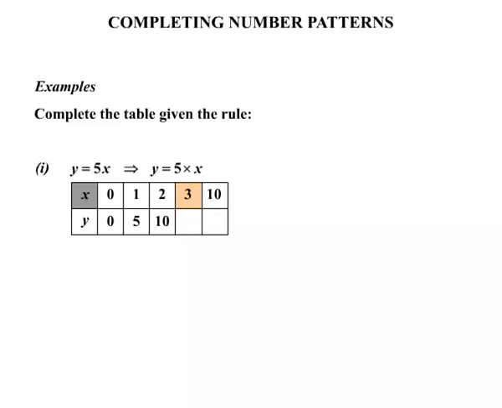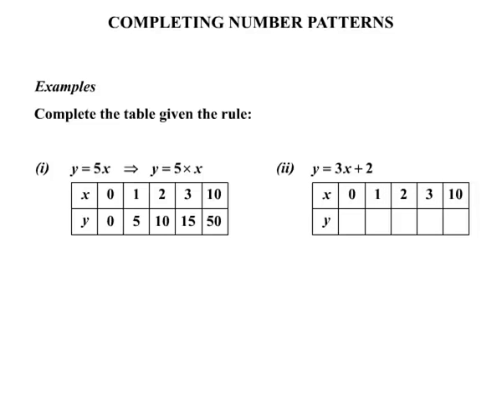When x equals 3, y will equal 5 times 3, is 15. And we're jumping up, x equals 10, y will equal 5 times 10, and that of course is 50. So we've completed the table there, given the rule y equals 5x.